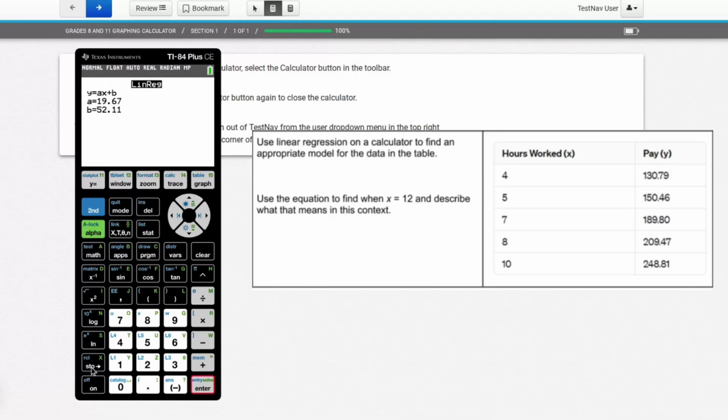What are we doing next? We need to find out what happens when x is 12. So there's two ways that we could do that. We could do that by hitting second graph by going to our table, scrolling all the way down to 12, and there we are. Now the other part, what do we get? 288.15?